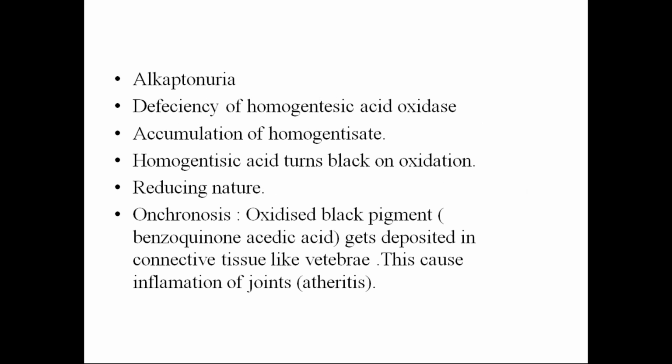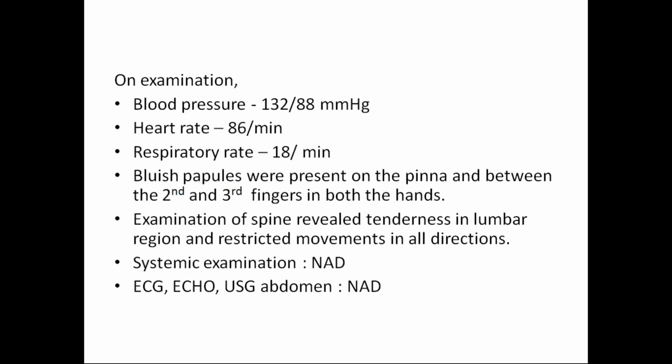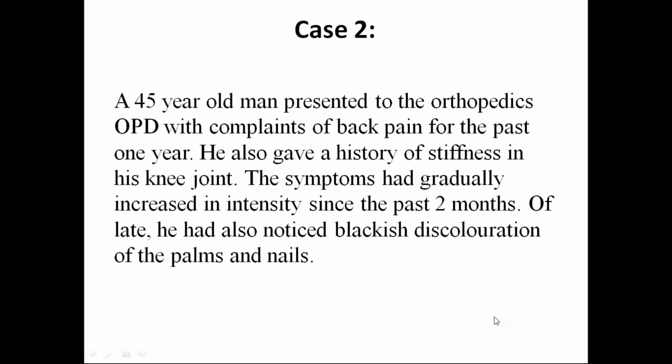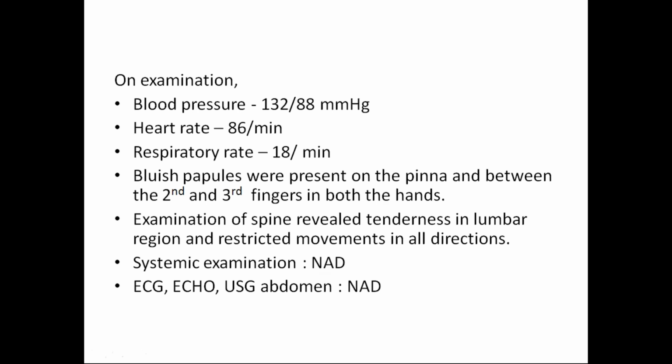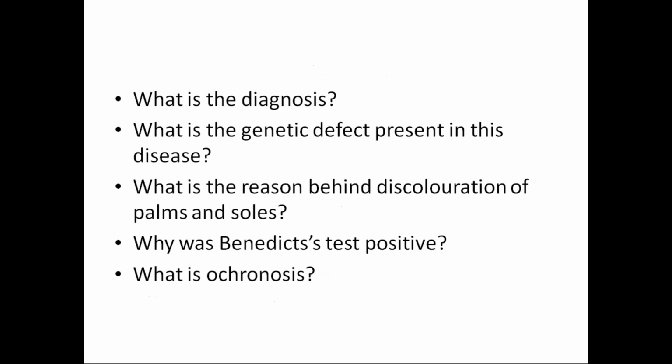So the diagnosis is alkaptonuria. Okay, alkaptonuria. How do you know it's alkaptonuria? From the characteristic history, that is discoloration of the palms and the nails, along with all this examination finding and the investigation. So it is the case of alkaptonuria. It is an autosomal recessive disorder, right? With a defect in the tyrosine metabolism.